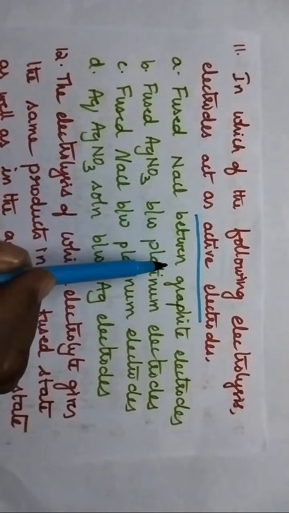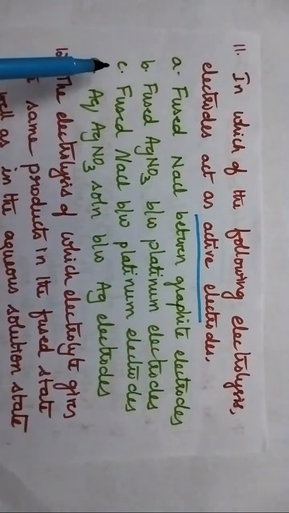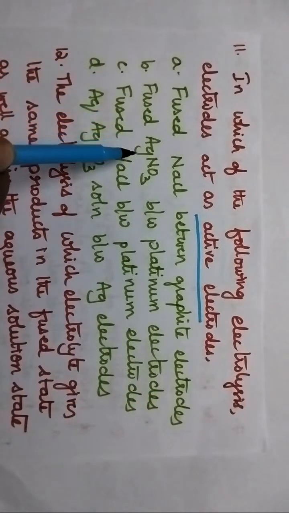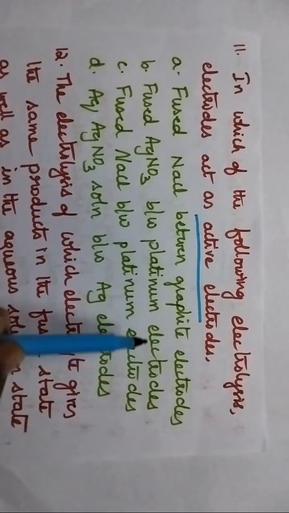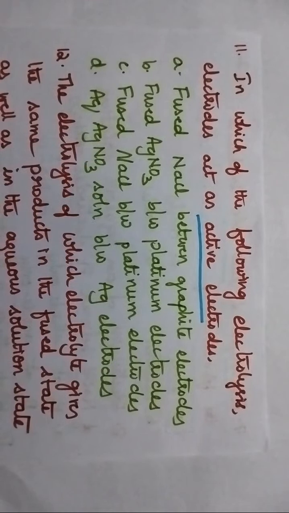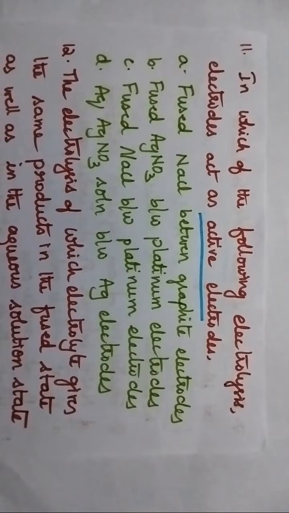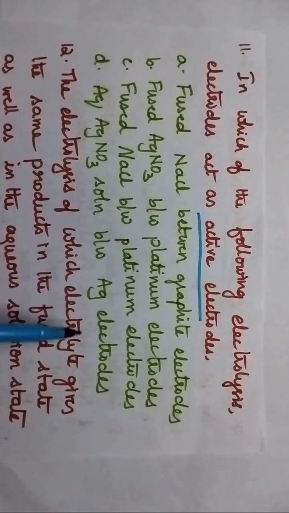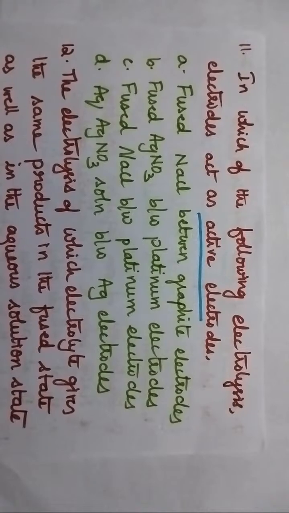Option A, fused NaCl between the graphite electrodes. Option B, fused AgNO3 between the platinum electrodes. Option C, fused NaCl between the platinum electrodes. Option D, aqueous AgNO3 solution between Ag electrodes. In which of the following cases the electrodes are active? You identify which option is the right one.